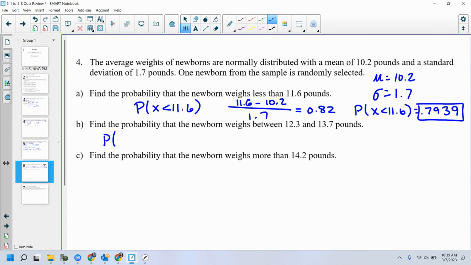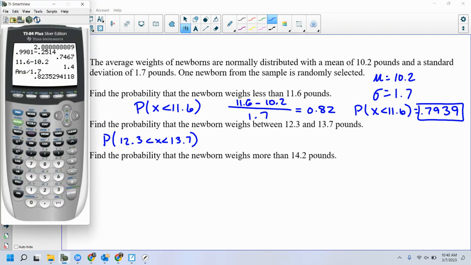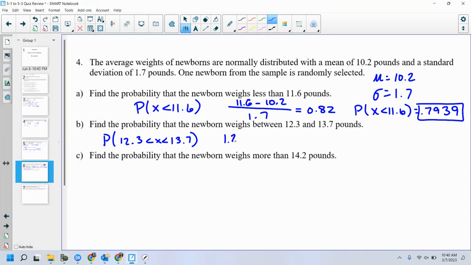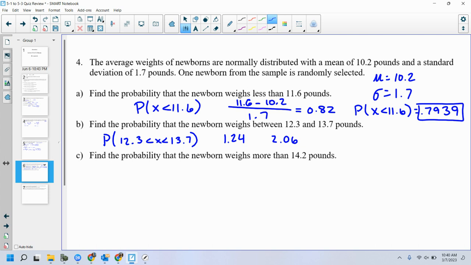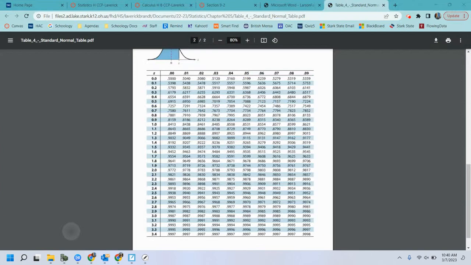Again, putting it out of context now, I want to know 12.3 less than X less than 13.7. That's really what we're finding here. So let's find 12.3. 12.3 minus 10.2 divided by 1.7 is a z-score of 1.24. And the other z-score, 13.7 minus 10.2 divided by 1.7, gives me 2.06. Okay, so the z-score of 1.24.